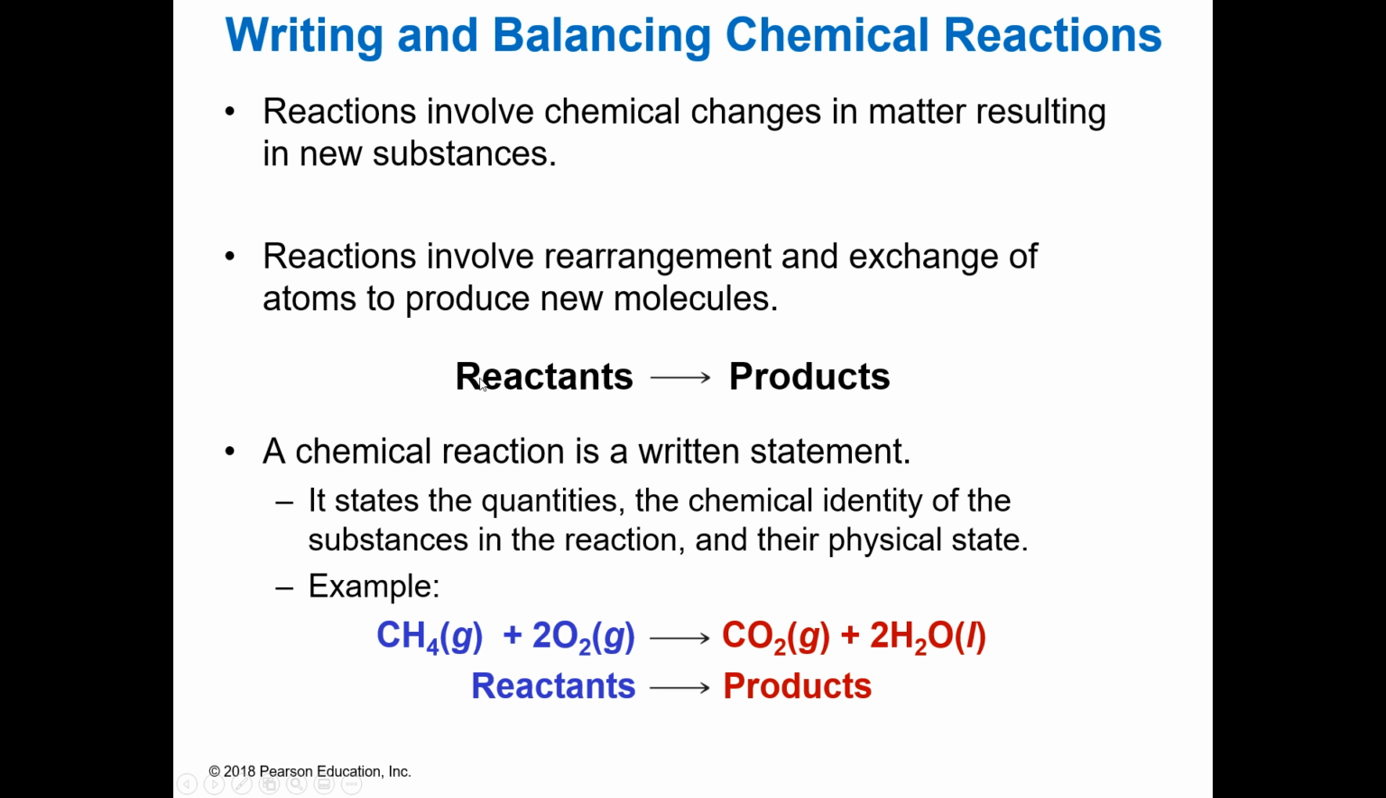So we're going to start with one type of thing. It could be several different molecules, doesn't have to be just one. And then you're going to end up with some different products. For example, here I have methane. It reacts with oxygen and it produces carbon dioxide and water. Our reactants are here and our products are here.